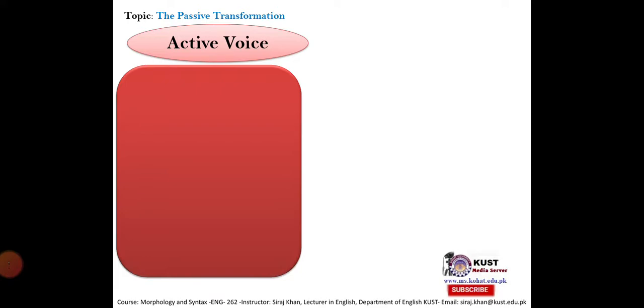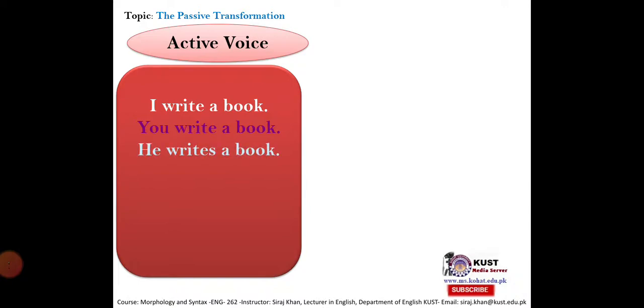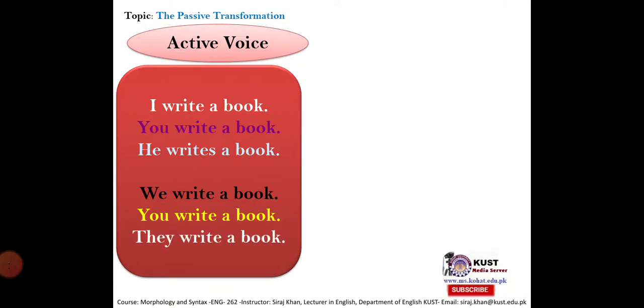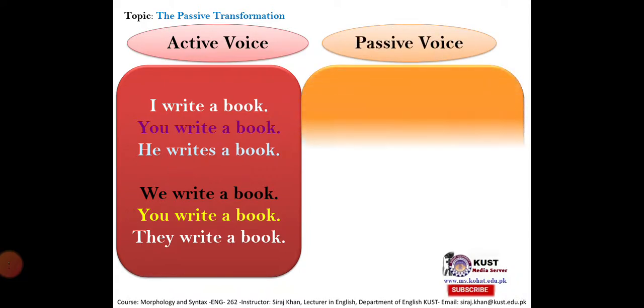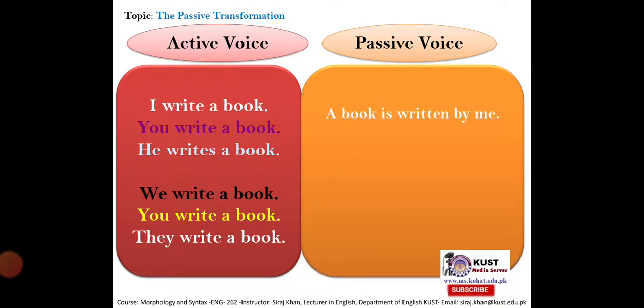Active voice sentences like I write a book, you write a book, he writes a book, we write a book, you write a book, they write a book. All these are the examples of simple present tense. The structure is the same: subject, verb, and object. First form of verb is used in active voice sentences. We change that into passive voice sentence. I write a book changes into a book is written by me.